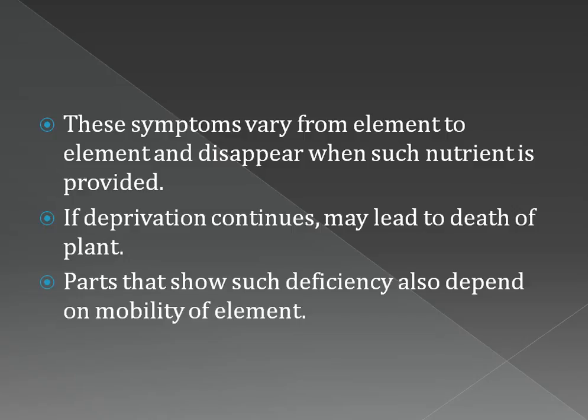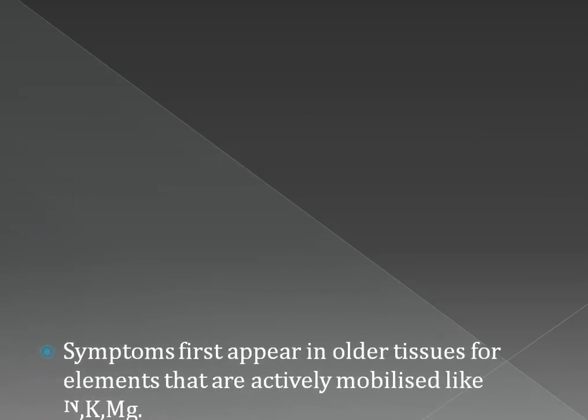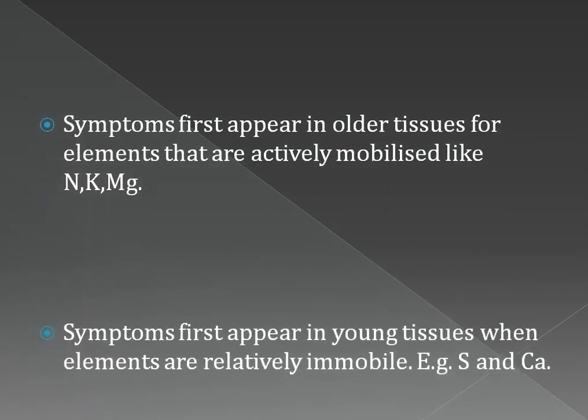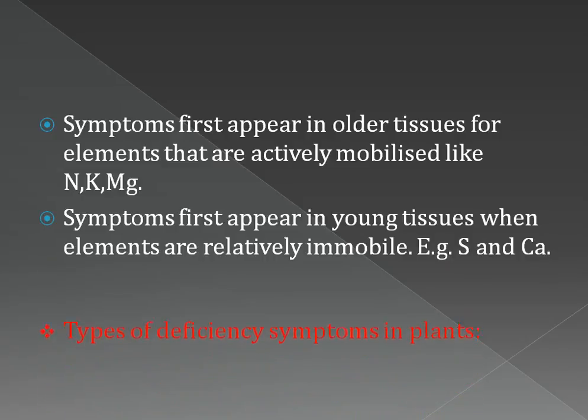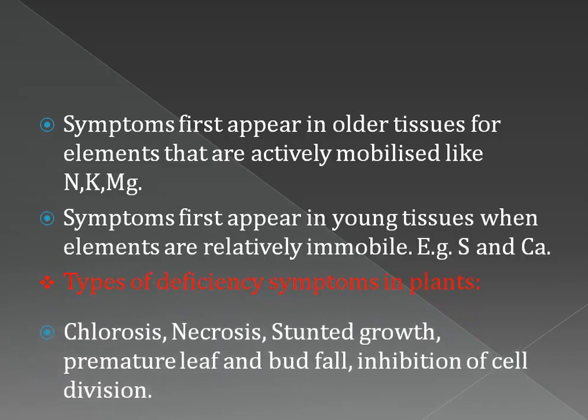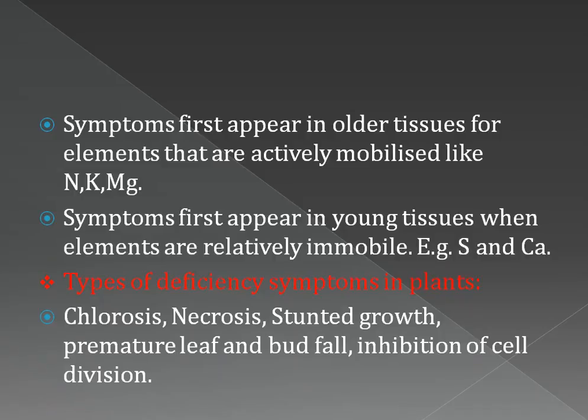The parts of plant that show deficiency symptoms also depend on mobility of element. Deficiency symptoms tend to appear first in older tissues or senescent leaves for elements that are actively mobilized within plants. For example, deficiency symptoms of nitrogen, potassium and magnesium are first visible in senescent leaves. As in older leaves, biomolecules containing these elements are broken down, making these elements mobilized to younger tissues.